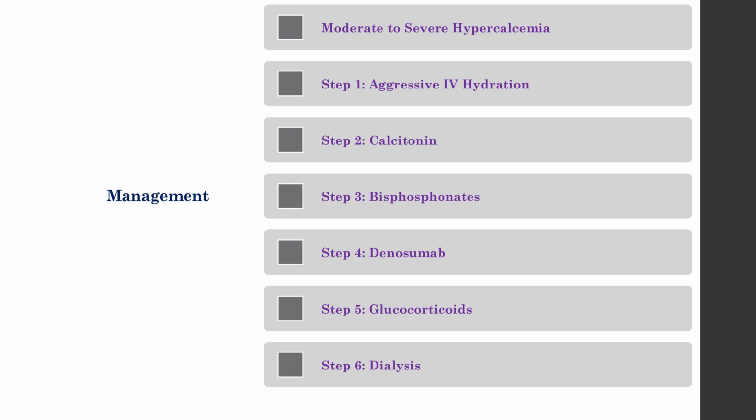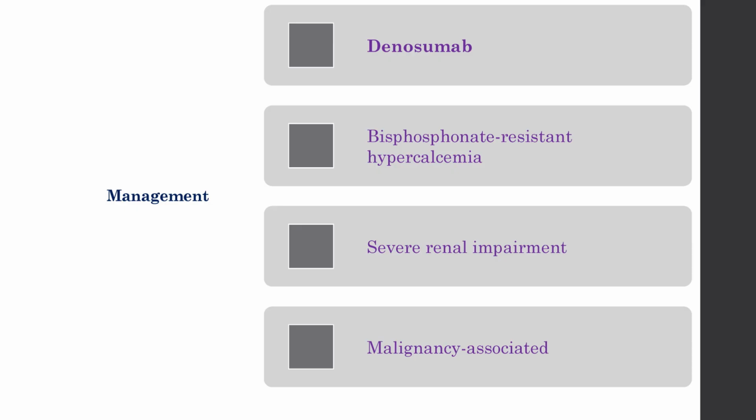Third, bisphosphonates. Examples include zoledronic acid and pamidronate. These inhibit osteoclast activity. Onset is slower, typically 2 to 4 days, but the effect is sustained. Number 4, denosumab. Particularly useful in bisphosphonate-resistant hypercalcemia, severe renal impairment, and malignancy-associated hypercalcemia.